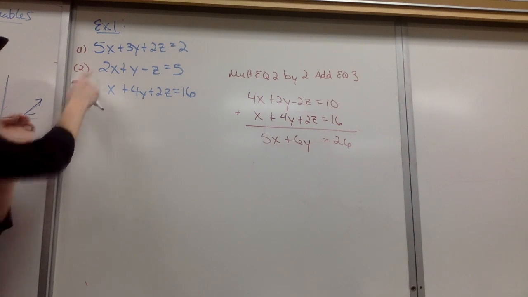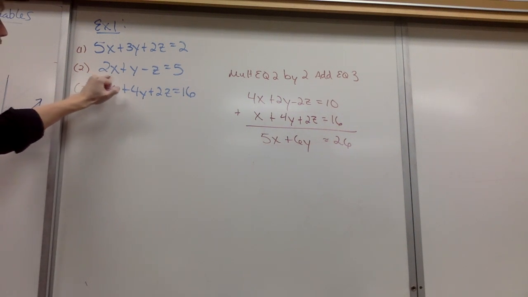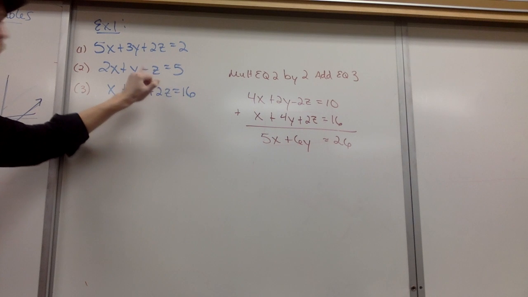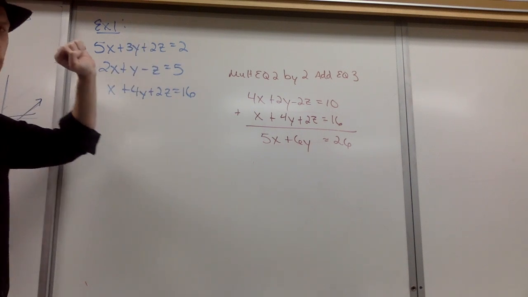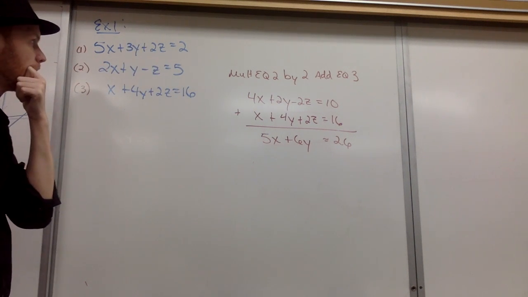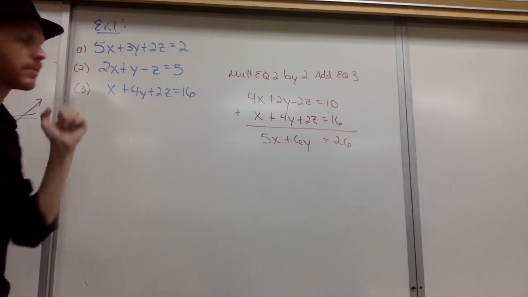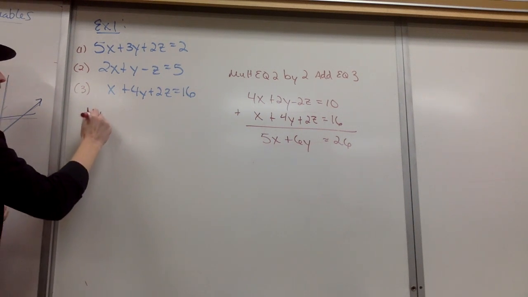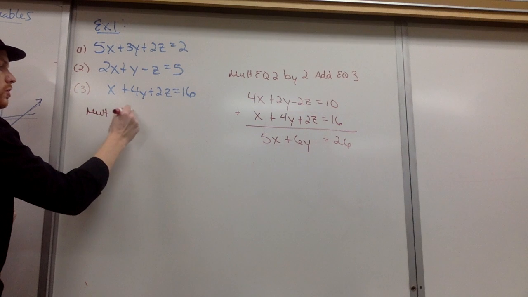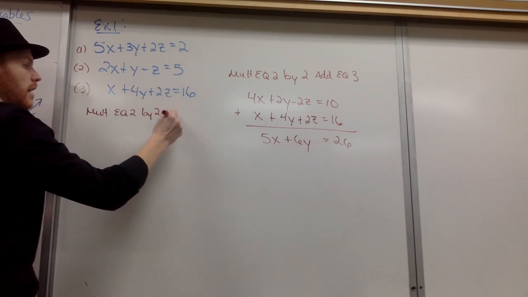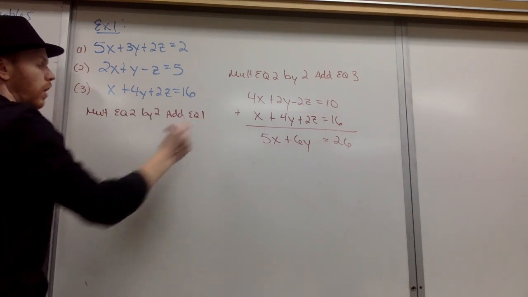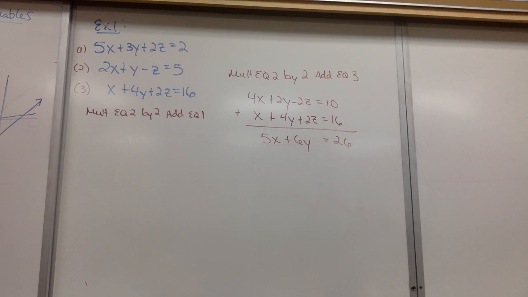And here's the cool part. I'm actually going to do the same thing. If I multiply this by 2, and if I add it to equation 1, you see how the z's cancel out there as well? I think that would be perfect. So let's do that. I'm going to multiply equation 2 by 2, and then add it to equation 1. Okay? So let's do that.